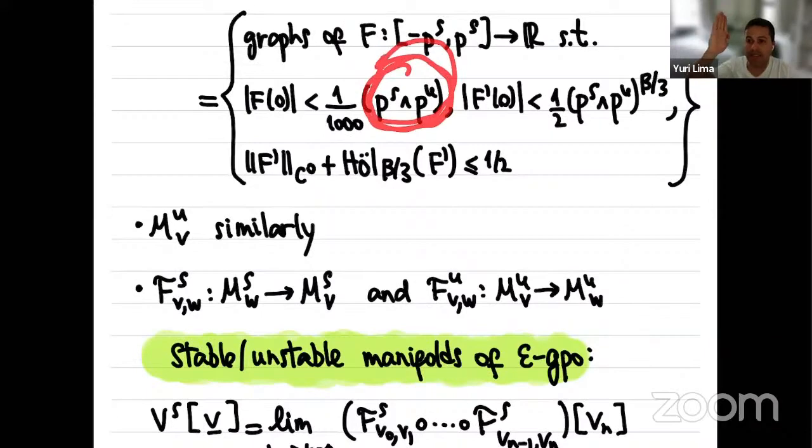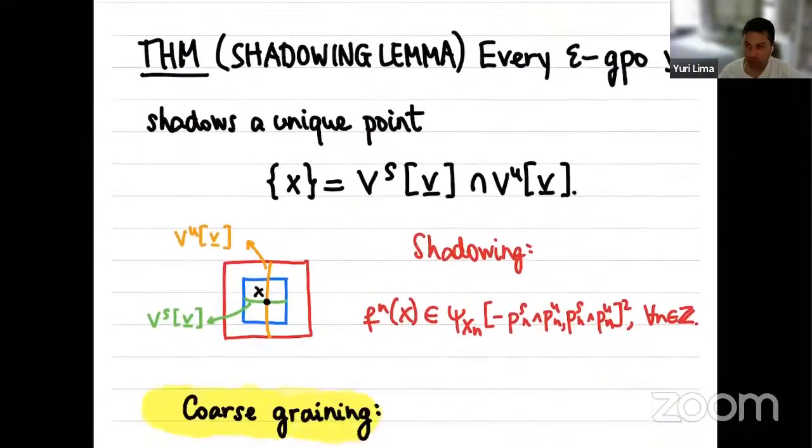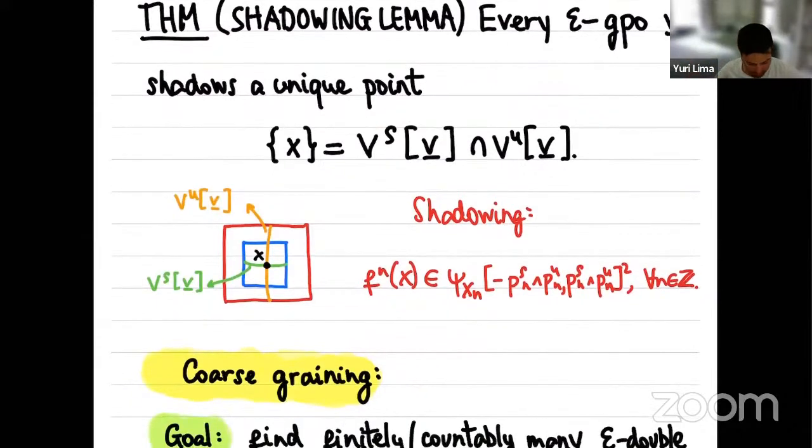So that an unstable and almost vertical always intersects an almost horizontal. If I only require the almost horizontal to be smaller than PS and the almost vertical to be smaller than PU, then you could have a situation in which you had something very tiny here and very big here that did not intersect. But if you require both objects to be very close to 0 with respect to the minimum of the parameters, then they will intersect.